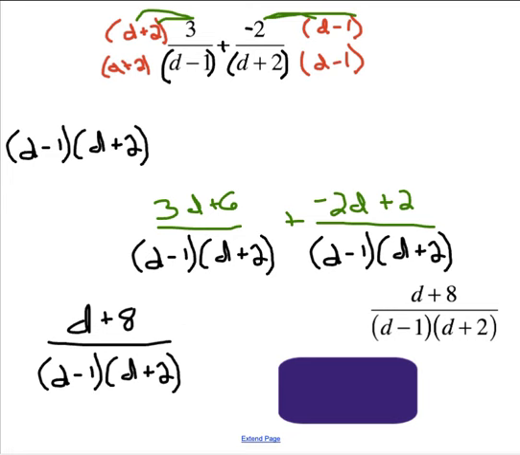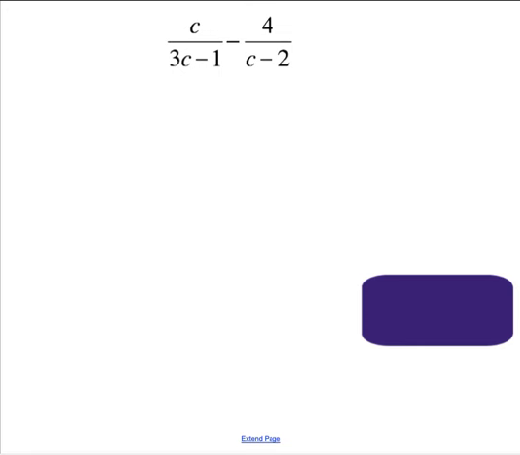All right, let's do one more and then we're done. Same thing. You need a common denominator. The common denominator is just 3c minus 1 times c minus 2. We're just going to multiply those. So that is going to be the common denominator, 3c minus 1 times c minus 2.